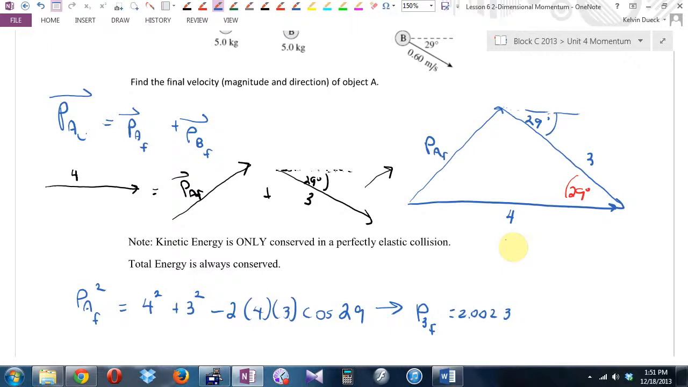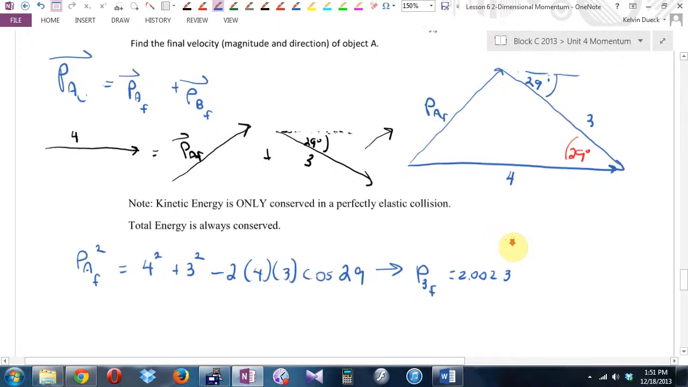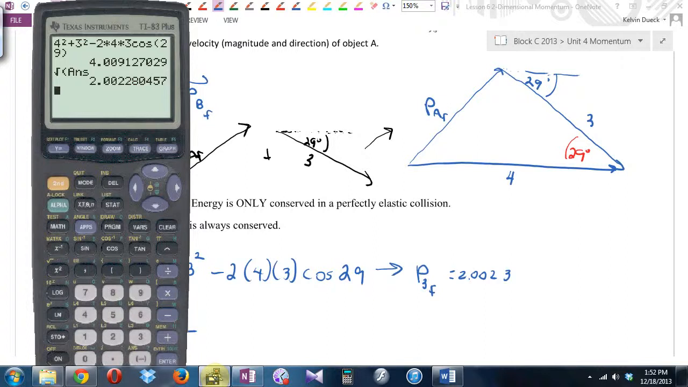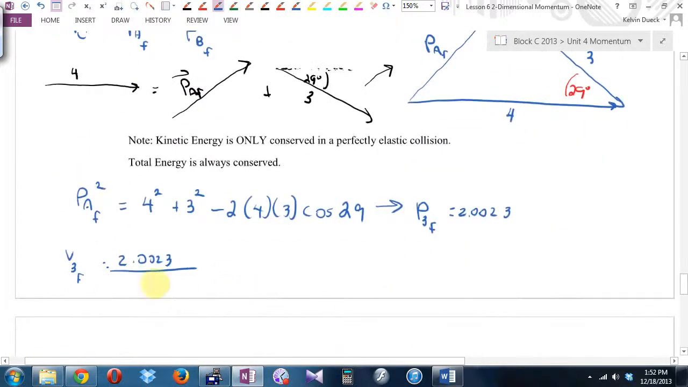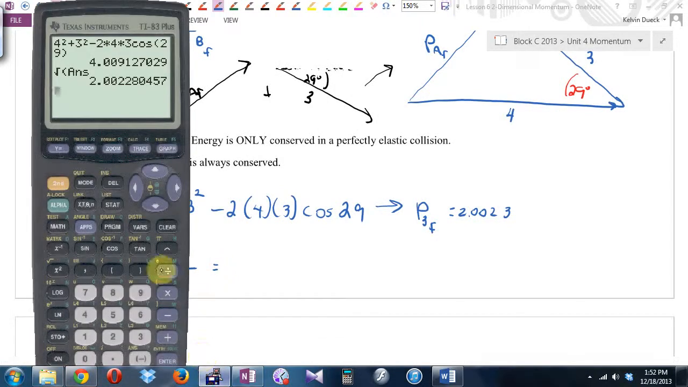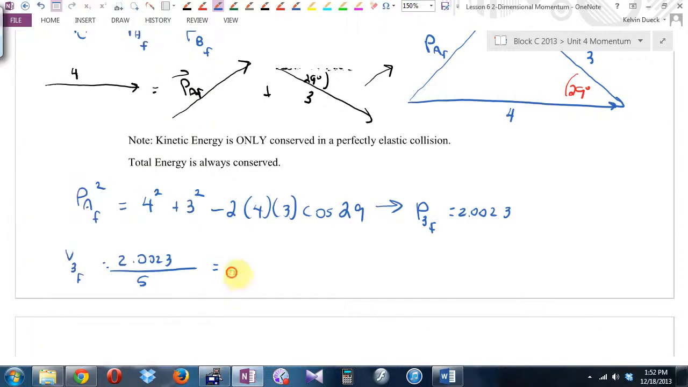Velocity. If I know the... Oh, divide by the mass? Okay. So velocity of object 3 final is going to be 2.0023. Is that right, Mr. Dueck? 2.0023. Yeah, that works. Divided by 5. I get a speed of 0.40 if I go to 2 or 3 sig figs. Almost exactly, but not quite 0.4. At, because they did say direction as well, yes?